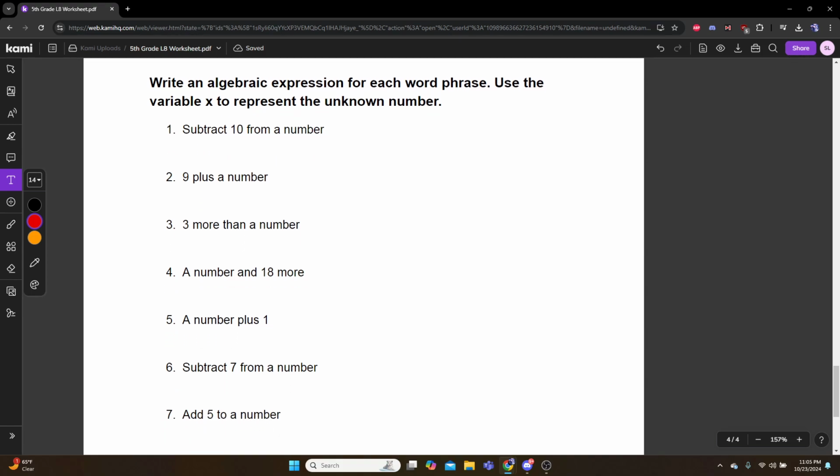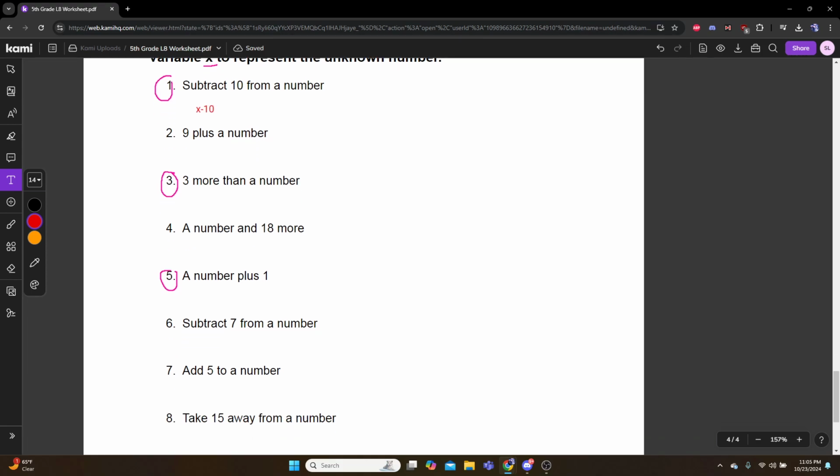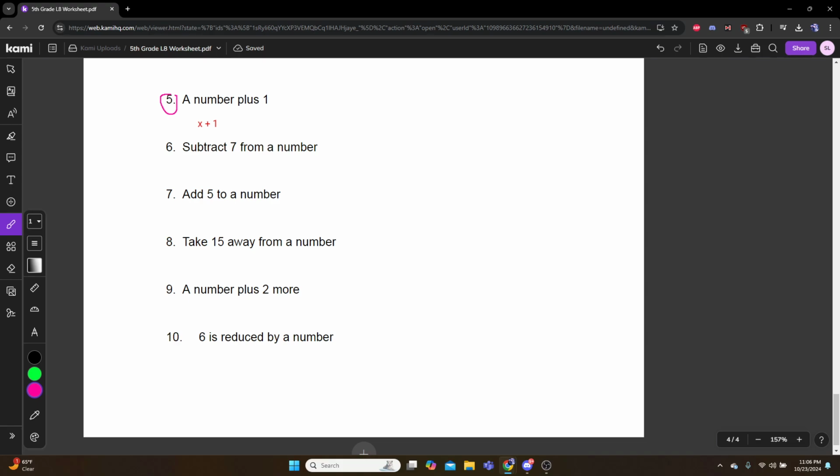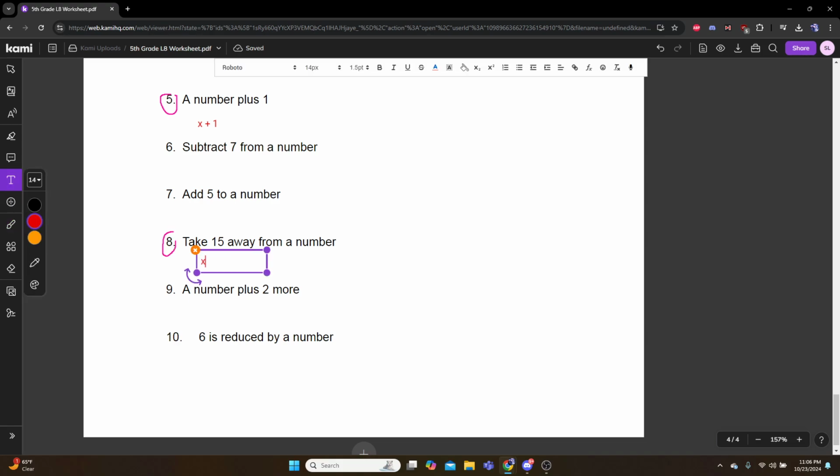Write an algebraic expression for each word phrase. Use the variable x to represent the unknown number. Okay, so subtract 10 from a number. So we would have x, which is the number, and then subtract 10 from it. Now for number 3, 3 more than a number. So it would just be x, and then we add 3, because it's just 3 more. Once again for number 5, a number plus 1, which is just x plus 1. And let's try 8. Take 15 away from a number. So it would be x, and then we take 15 away, which is subtracting 15.